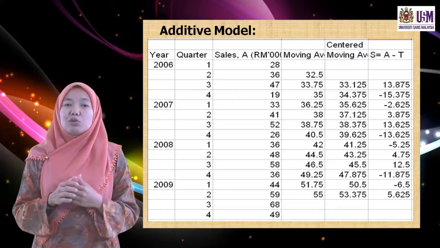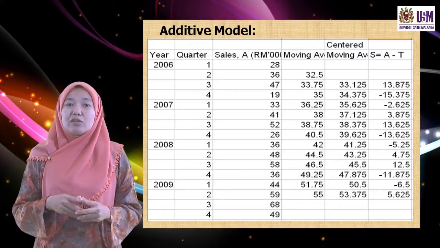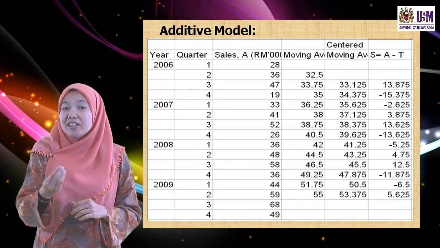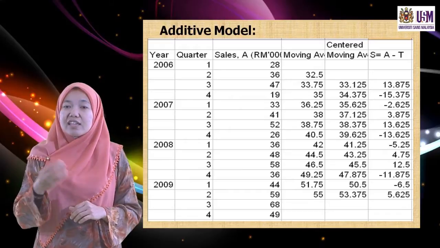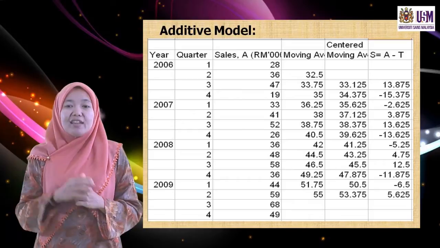So remember, when it comes to the average seasonal indices, for the multiplicative model they should add up to 4. For the additive model, the seasonal indices should equal 0. We are going to see why next.